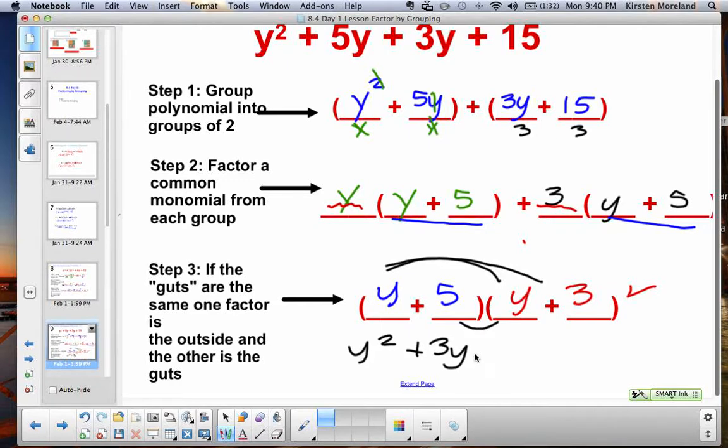5 times y is 5y. And 5 times 3 is 15. Notice that's the same as my original, except these two are just switched, so I could just switch those around and say that I've checked my answer.